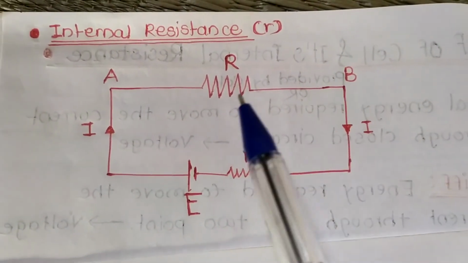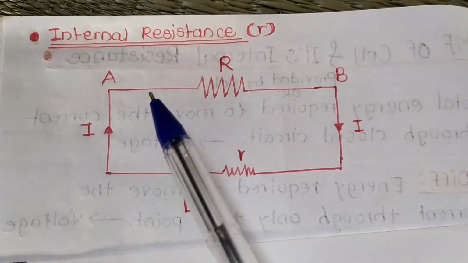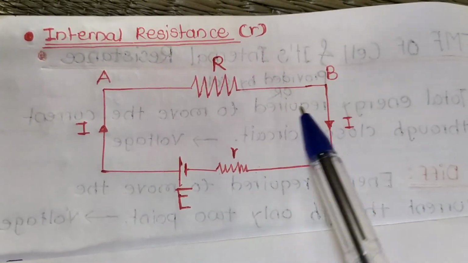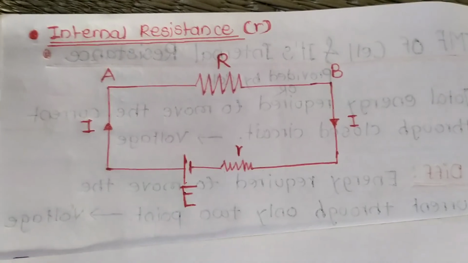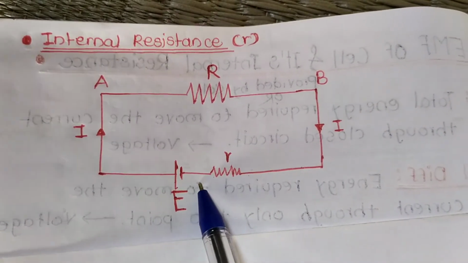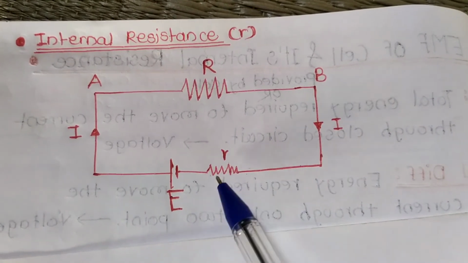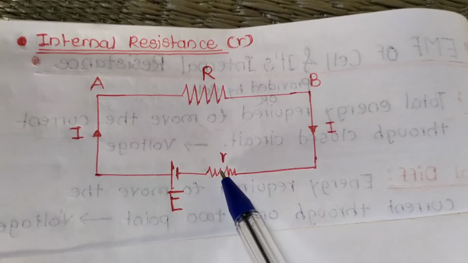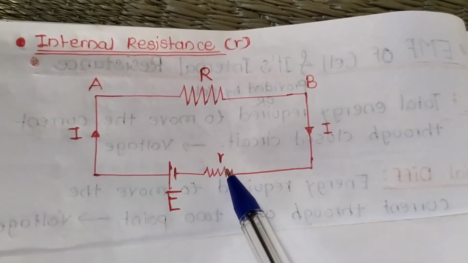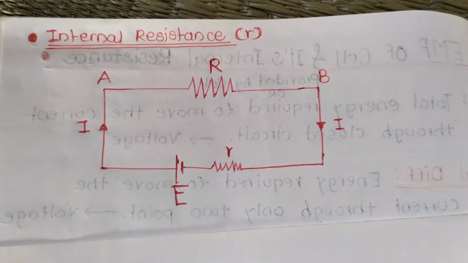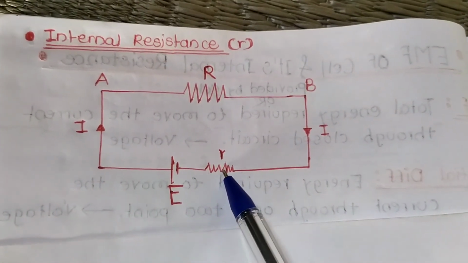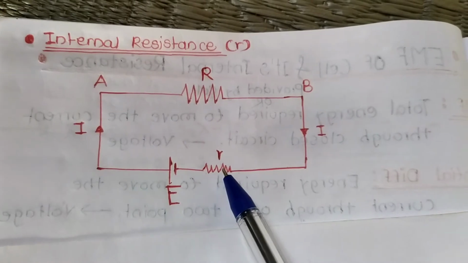In other words, the potential difference between A and B can be calculated by the EMF of a circuit minus the potential drop across this internal resistance. How can we calculate the potential drop across this internal resistance?